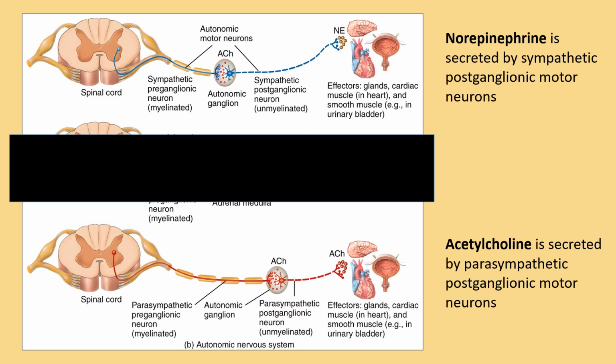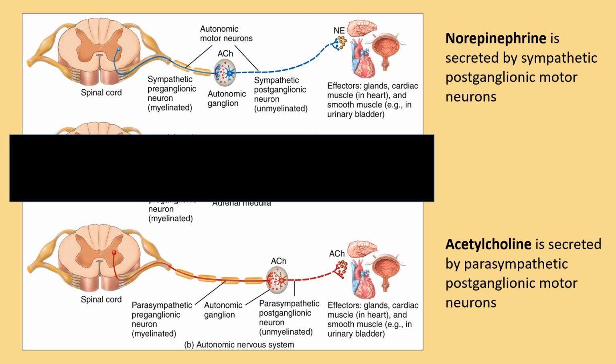All right, let's take a look at the bottom image. In the bottom image, we are looking at parasympathetic motor output. Notice again, it's a two motor neuron pathway. There's a preganglionic motor neuron and a postganglionic motor neuron. And the preganglionic motor neuron begins in the spinal cord, in the gray matter of the spinal cord. That preganglionic motor neuron, its axon, exits the spinal cord as part of a spinal nerve, and it synapses with the postganglionic motor neuron in a ganglion.